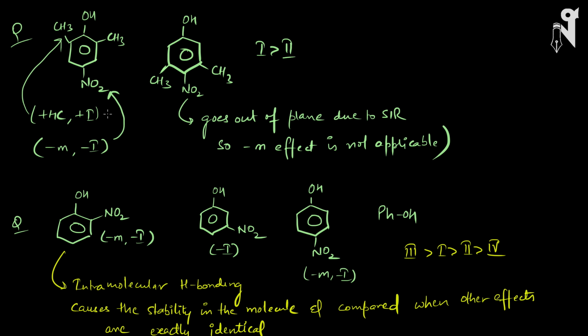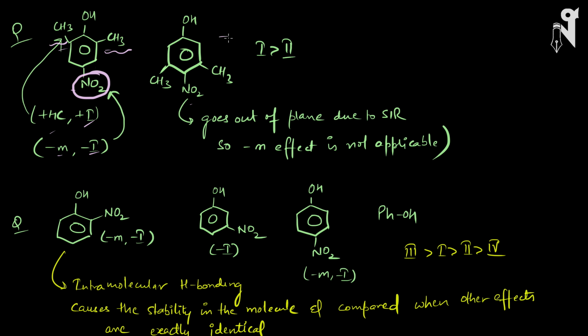Now what we have is OH with CH3, CH3 and NO2: two CH3s on the ortho position, NO2 on the para position, versus two CH3s on the meta position, NO2 on the para position. So now we have to find out which one is more acidic. Now look at it. We have an electron withdrawing group present on the para position and electron donating groups present on the ortho positions. So plus hyperconjugation and plus I due to the CH3s, and minus M and minus I due to NO2. So electron withdrawing is due to NO2, electron donation is due to two CH3s, right?